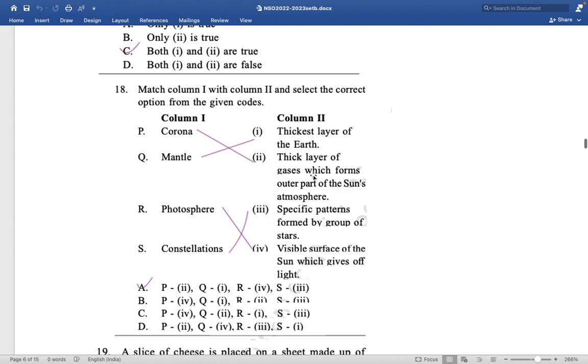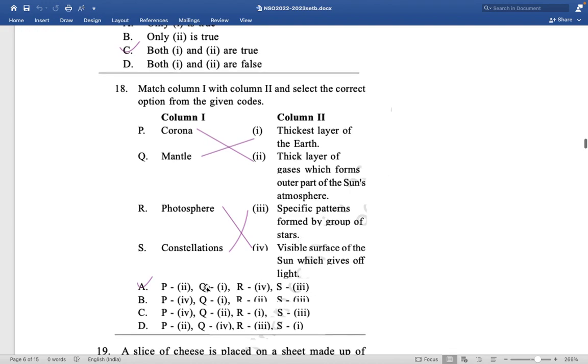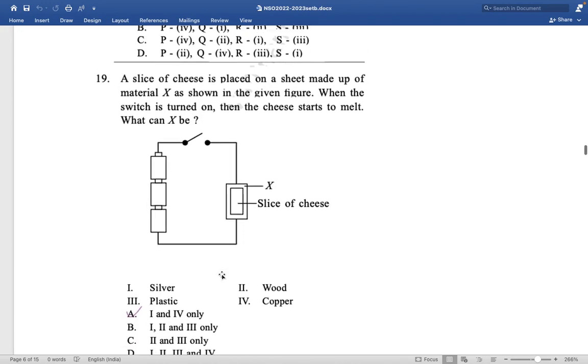Corona is the thick layer of gases which forms the outer part of the sun's atmosphere. Mantle is the thickest layer of the earth. Photosphere is the visible surface of the sun which gives out light, and constellations are specific patterns formed by groups of stars. So A is the answer.